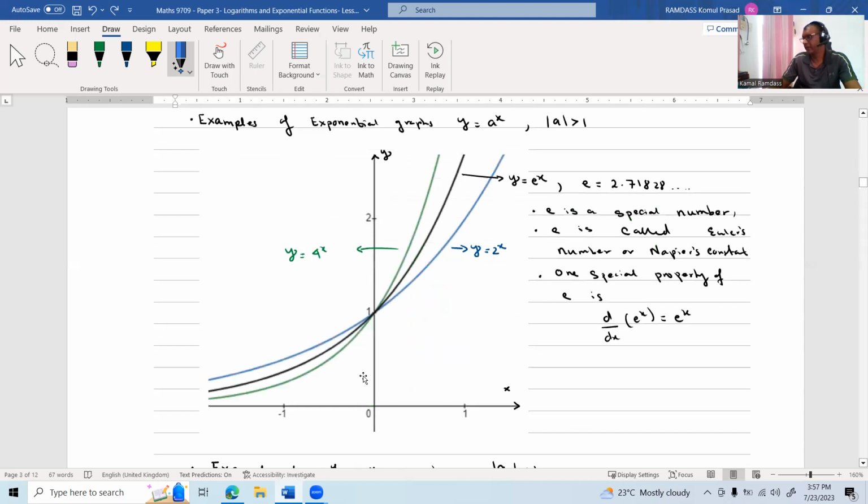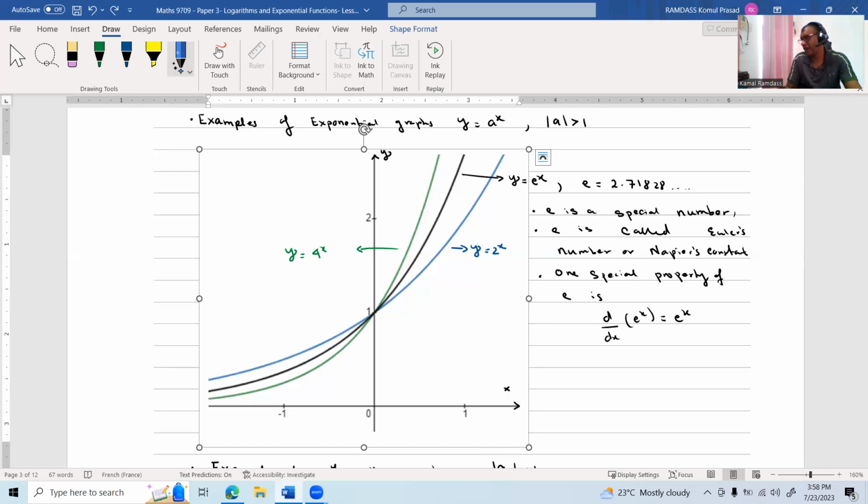Okay. Example of exponential graph, y is equal to a to the power of x, where modulus of a is greater than 1. Here y is equal to 4 to the power of x in green, y is equal to 2 to the power of x in blue. We take a number: when x is equal to 1, y is equal to 4 in the green graph, and when x is equal to 1, y is equal to 2 in the blue graph.